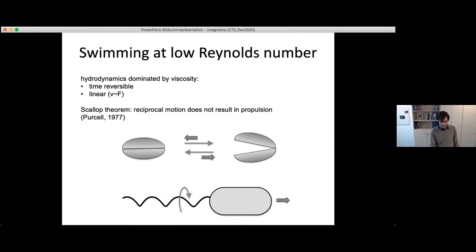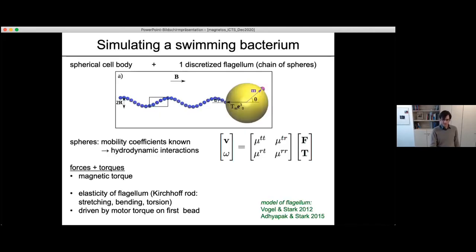And if we want to look at this for our magnetotactic bacteria, we can do this by making a more detailed model where, in the simplest case, we take a cell body, for simplicity again a sphere, and we attach one flagellum to it, which is basically a helical filament that is discretized into a chain of beads. And then we write down these linear equations of motion where the velocities and angular velocities of all these particles are proportional to the forces and torques acting on them. And the proportionality is given by a matrix that contains all the hydrodynamic mobility coefficients.